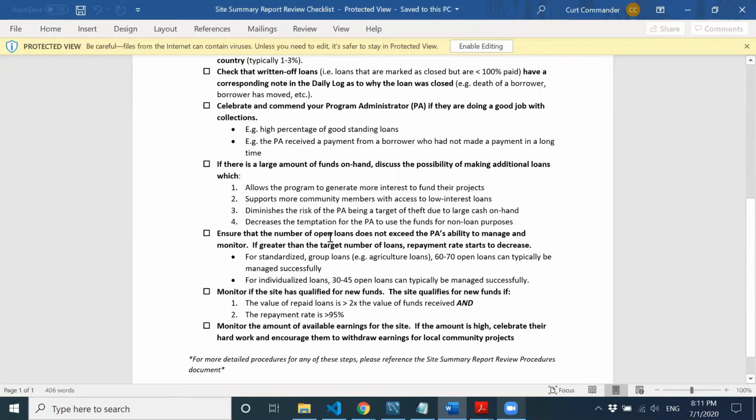If there is a large amount of funds on hand, discuss the possibility of making additional loans. This is something that we don't currently have. You don't necessarily have the ability to see this on the reports as they are right now, but it is definitely something that we'll be adding, referring to this bullet here.